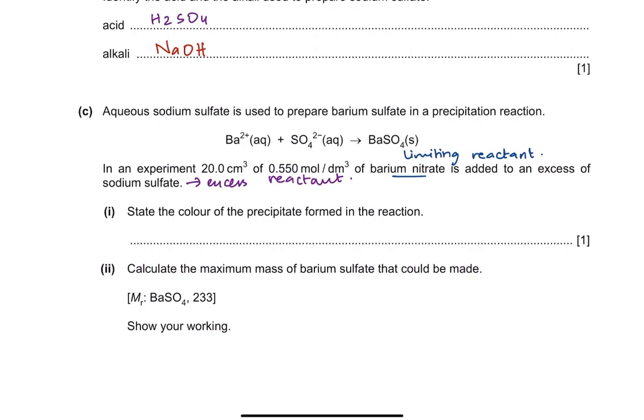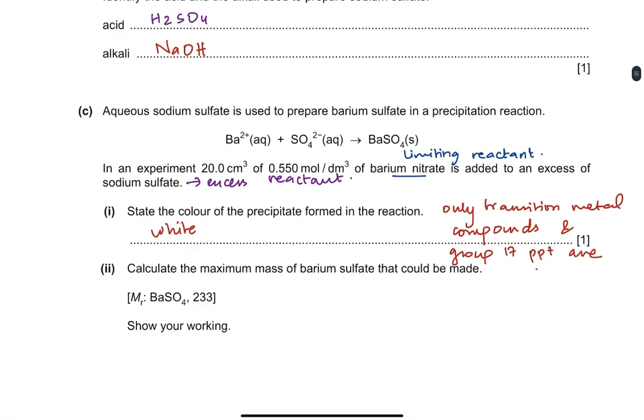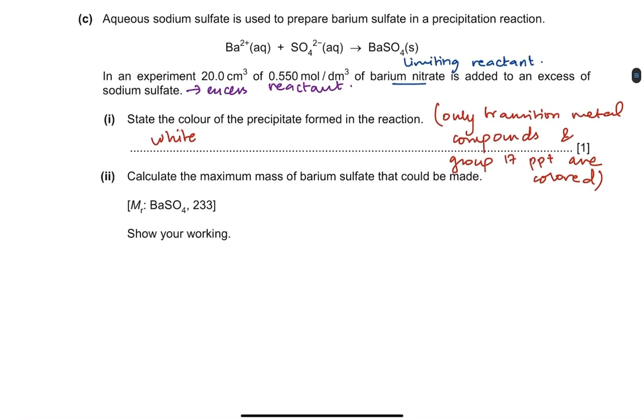State the color of the precipitate formed in this reaction. It is obviously a simple white precipitate, because only transition metal compounds and group 17 precipitates are colored. This is a general rule. There are exceptions definitely, but barium is not group 17, barium is not a transition metal, so it's white.